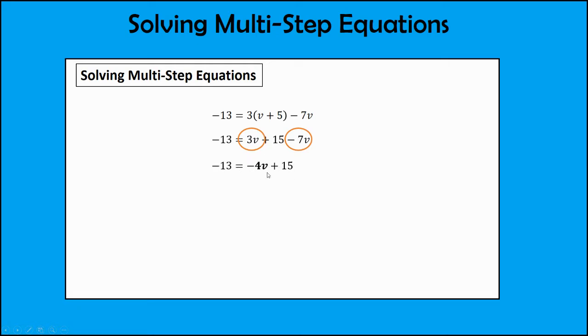I'm ready to go. I'm going to isolate my negative 4V. So I'm going to subtract 15 from both sides. Negative 13 minus 15 is negative 13 plus negative 15, negative 28. Obviously over here, 15 minus 15 is 0. That's how I got this by itself. And now I want to make the coefficient become positive 1. So I'm going to divide each side by negative 4. Negative 4 divided by negative 4 is 1. And negative 28 divided by negative 4 is 7. So V equals 7.